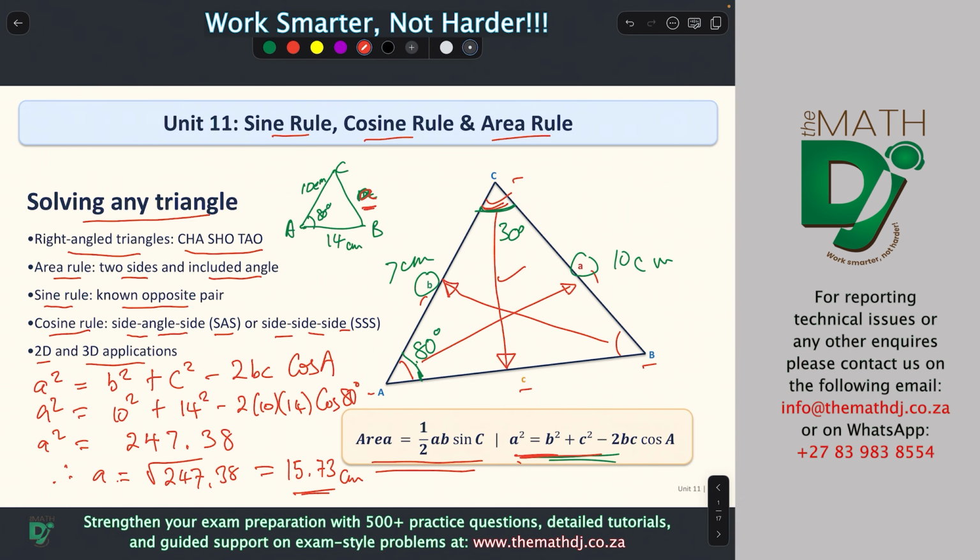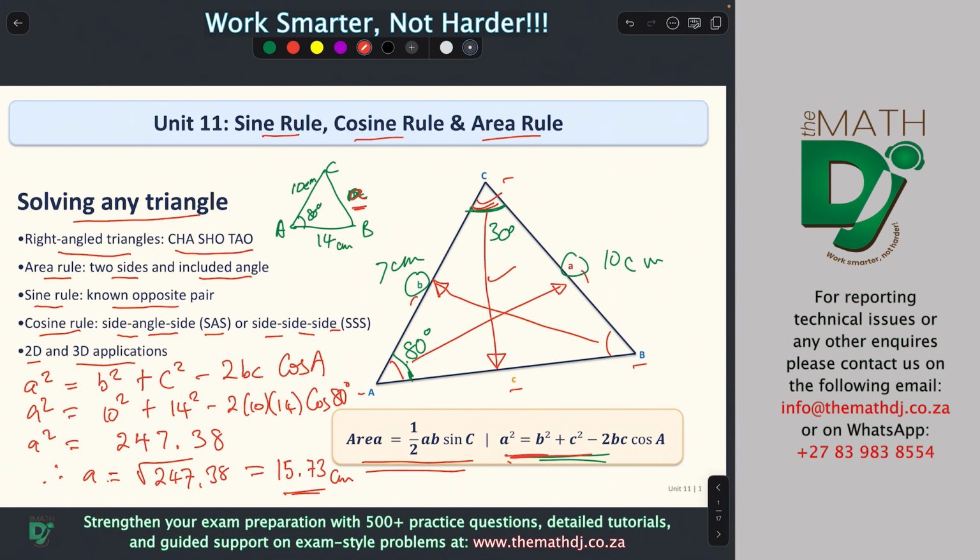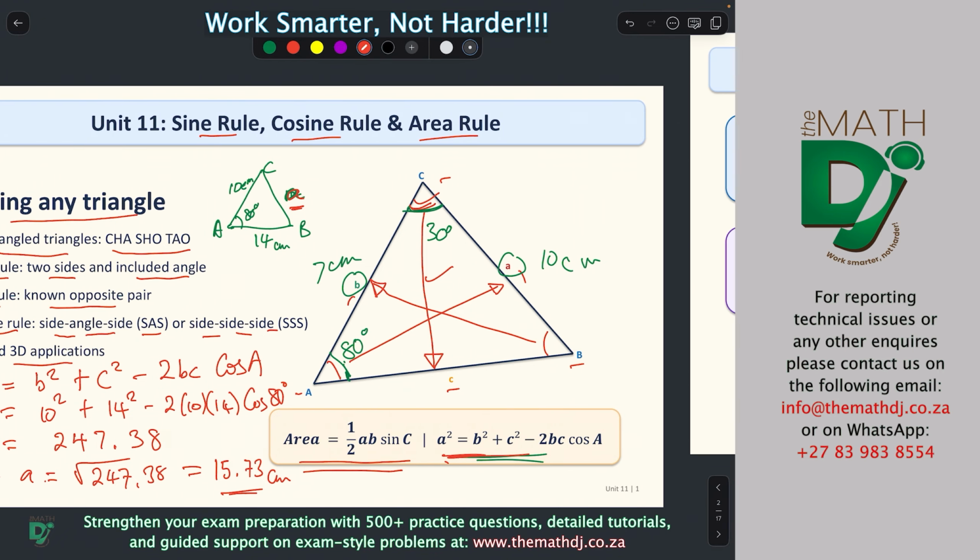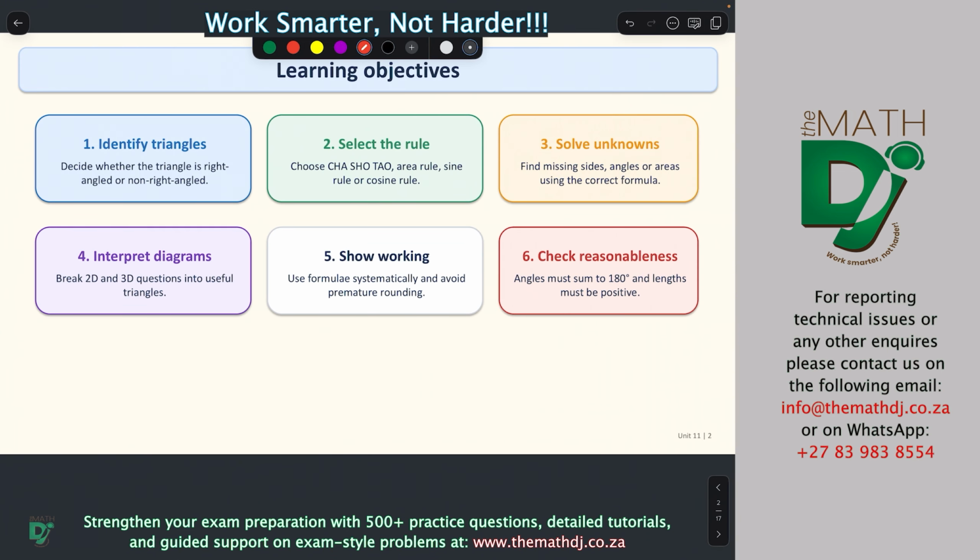So these are the types of questions that we're going to be dealing with in this chapter. So let's move on. Our learning objectives are, obviously, to start by identifying triangles. So decide whether the triangle is right angled or non-right angled. A right angled triangle will have a right angle here. Then a non-right angled triangle will be something like this, without a right angle.